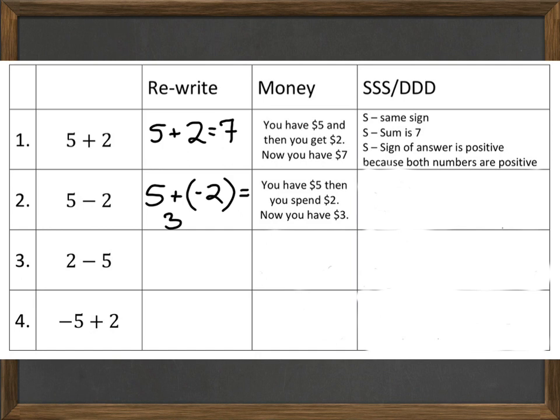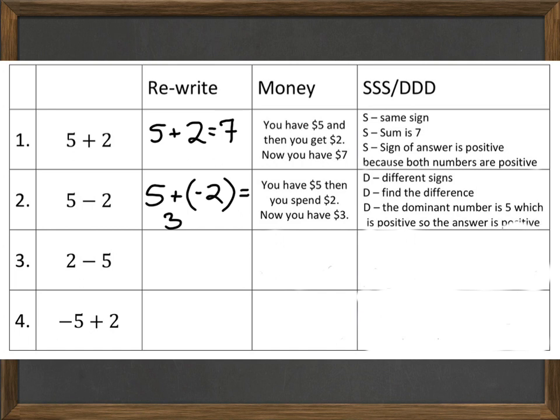If we want to interpret this in terms of the SSS-DDD method, that means first we have to determine if 5 and negative 2 have opposite or the same sign. As you can see, they have different signs, opposite signs, right? So we find the difference. The difference between 5 and 2 is 3. Again, then we figure out the dominant term. 5 is bigger than 2, and the 5 in this problem is positive. Since the dominant term is positive, that also means that our answer is positive.